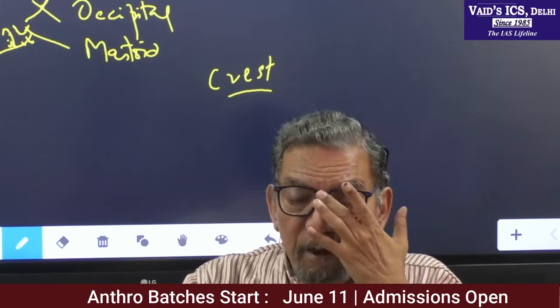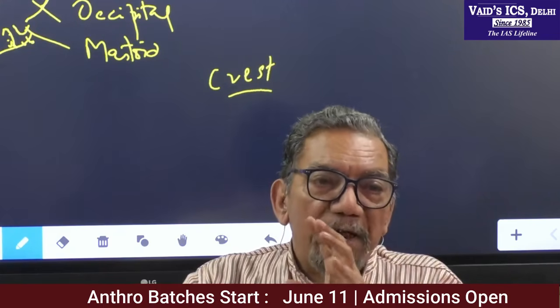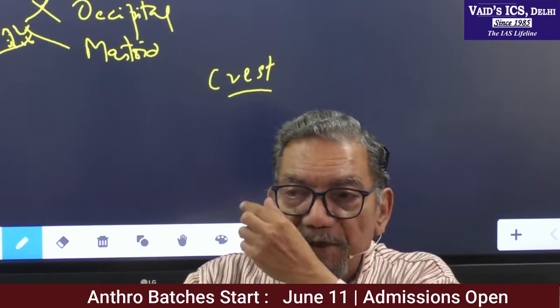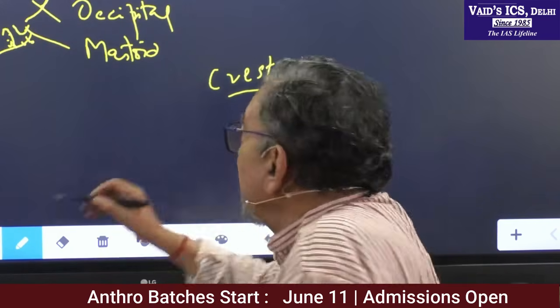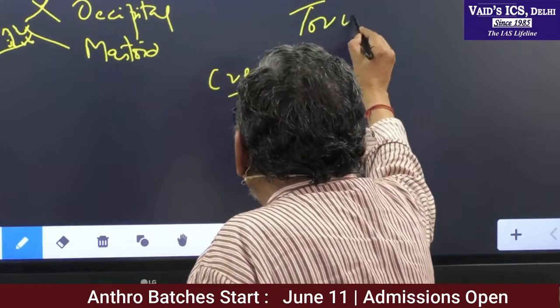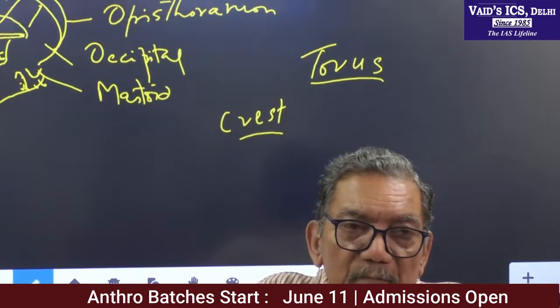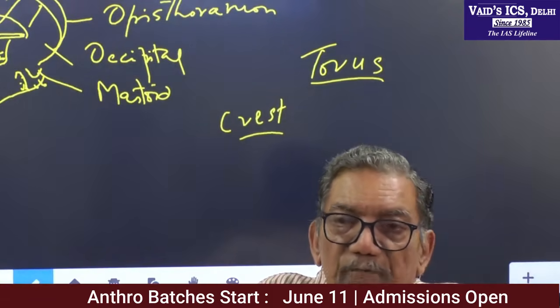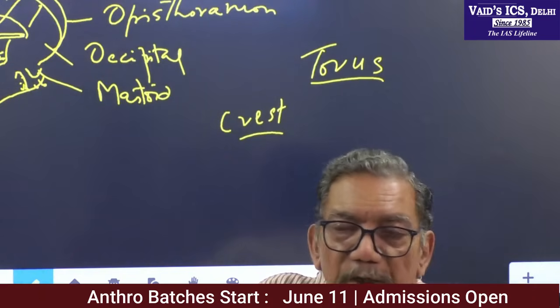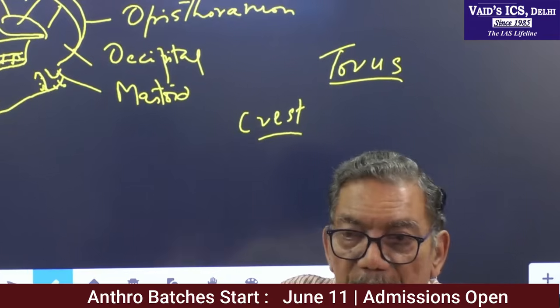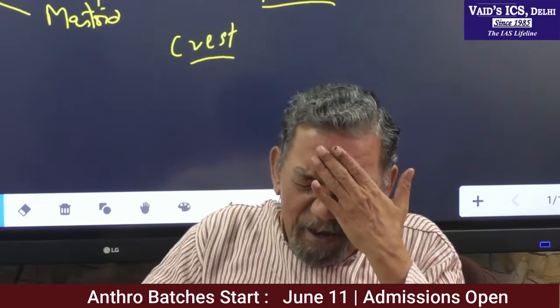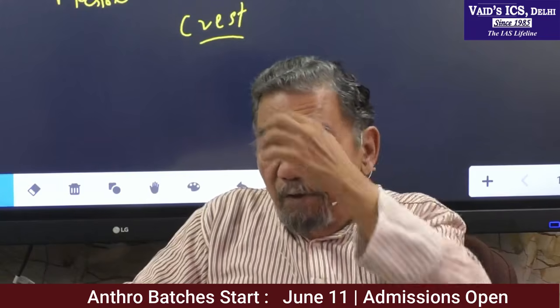Thinnest is line, more than that is ridge, more than that is crest, and much more, as if forming a continuous platform, then it is called a torus. Mostly found in apes. Like in gorilla, you have a frontal torus, you have a sagittal torus, you have a lambdoid torus. Different types of them are there. Line, ridge, crest, torus.